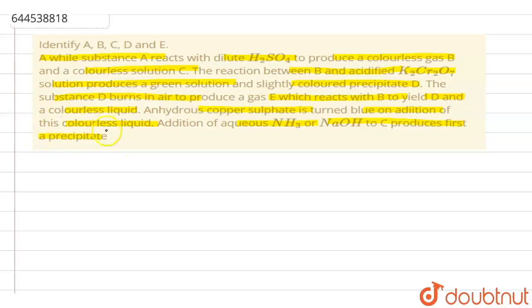So let's see the chemical reaction. The compound A is zinc sulfide. This zinc sulfide, when it reacts with dilute sulfuric acid, produces a colorless gas. This colorless gas is H2S, B, and a colorless solution C, which is zinc sulfate. This is already a balanced equation.